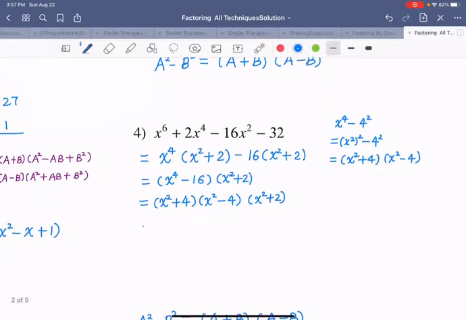X squared minus 4 equals... 4 is 2 squared. Do one more time. So this is x plus 2 times x minus 2. Okay.